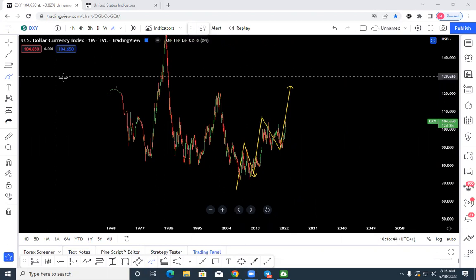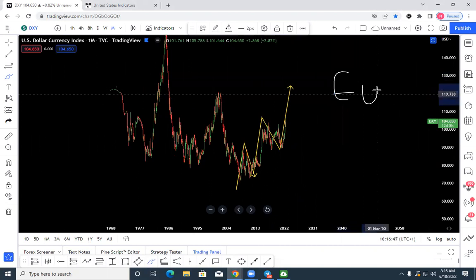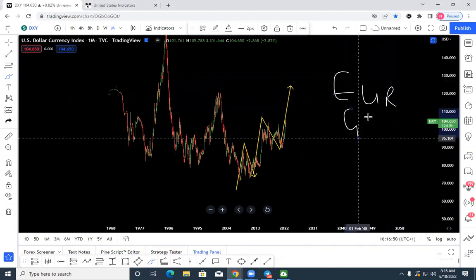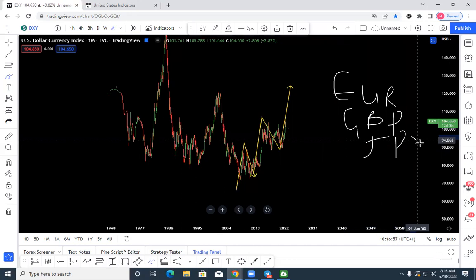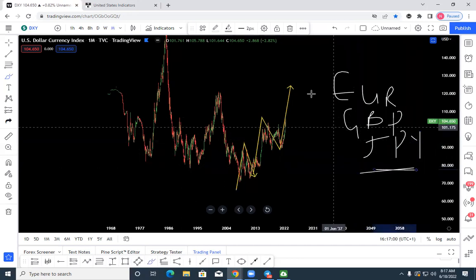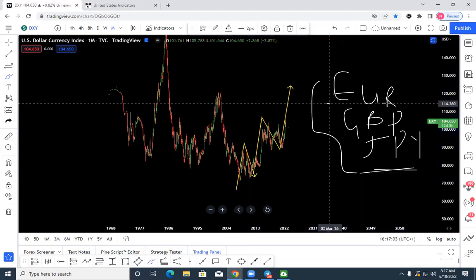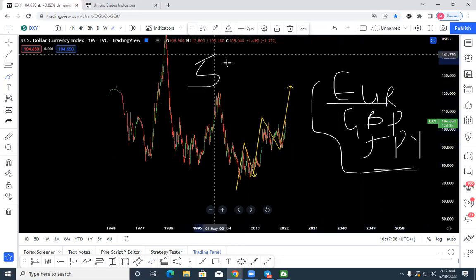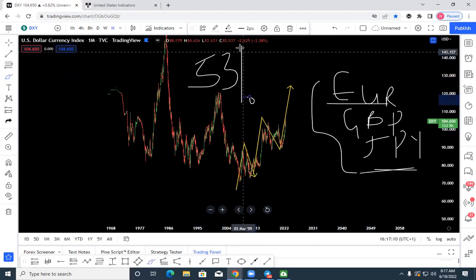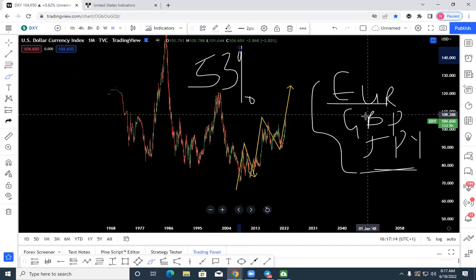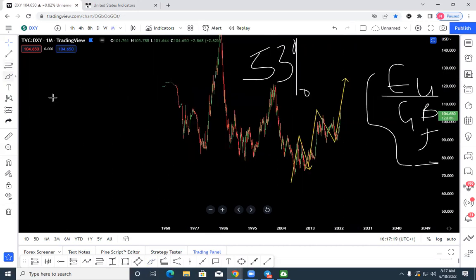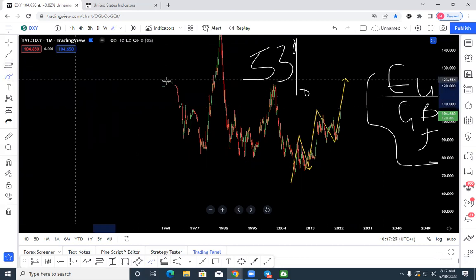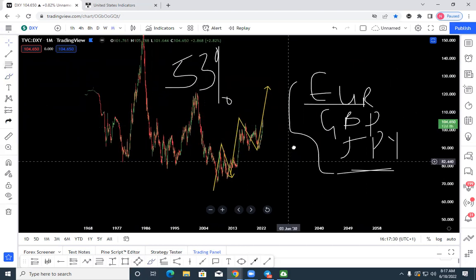So you have the euro, you have the GBP, you have the JPY, and I think one or two others. Go and do your research. But euro constitutes about 52 to 53% of this basket of currencies. That is why you see that DXY and EURUSD are positively correlated. Euro and USD, they are what? Positively correlated. Are you okay now?